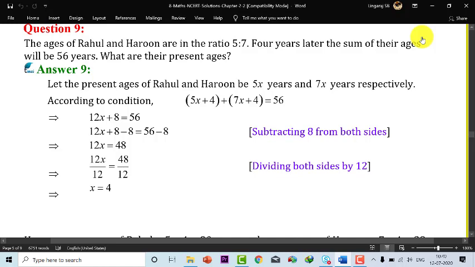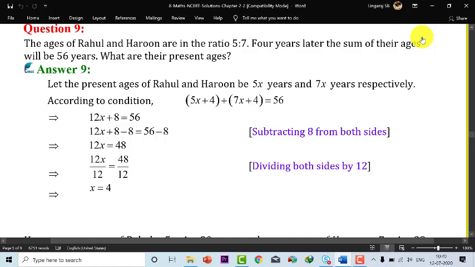So according to the condition which is given here, 5x plus 4 plus of 7x plus 4 is equal to 56, because here they said 4 years later, so it will be after 4 years. We already know that Rahul's is 5x and Harun's is 7x, so it will be 5x plus 4 after 4 years, and 7x plus 4 also after 4 years. It will be their ages, sum is 56.